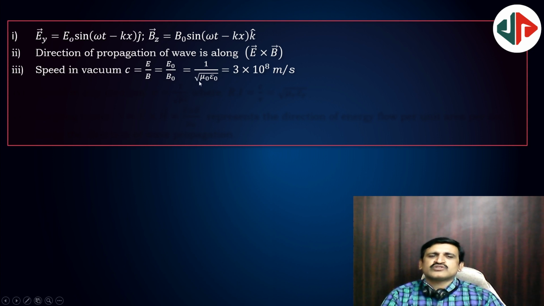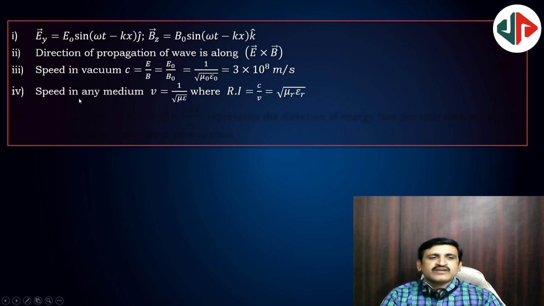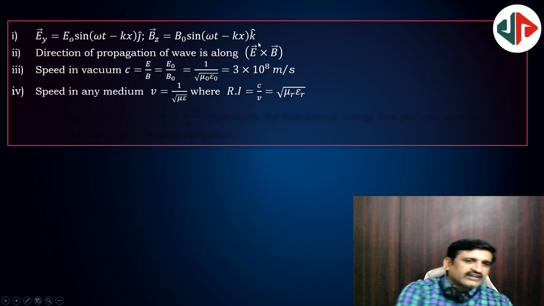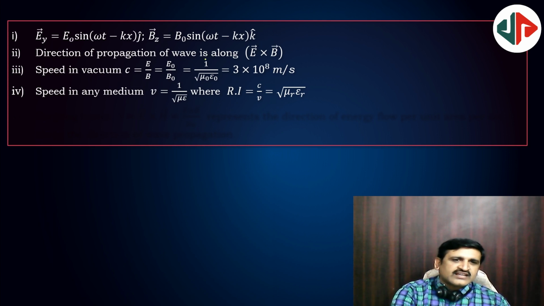If you substitute those values, you will get 3 into 10 power 8 meters per second only. Speed in any medium is given by 1 by square root of mu epsilon. Here many people get confused with this formula, and refractive index is equal to square root of mu r epsilon r. Relative permeability, relative permittivity. So these three formulae, try to recollect as much as by taking care. These three are a little confusing.